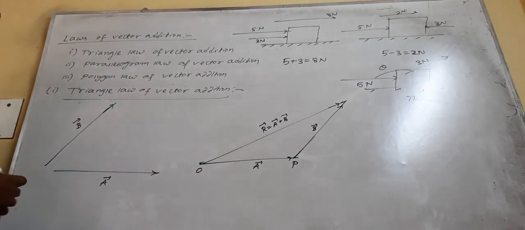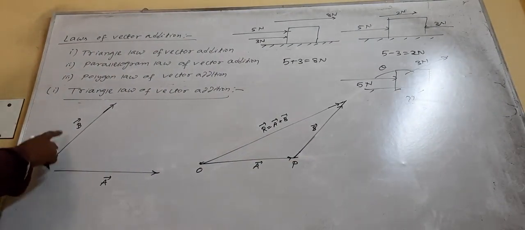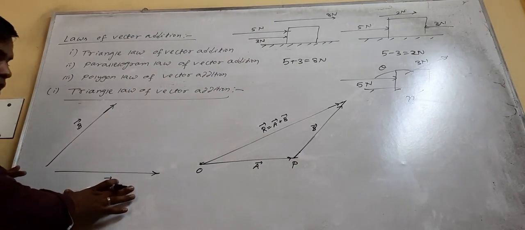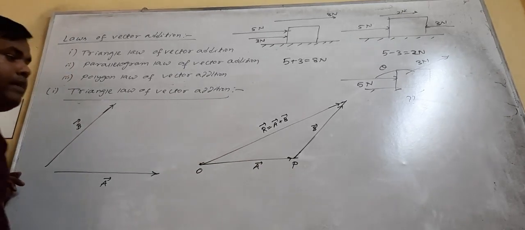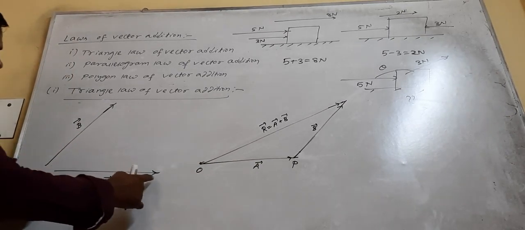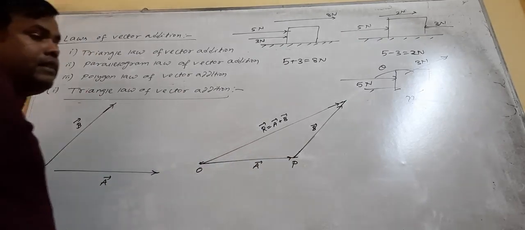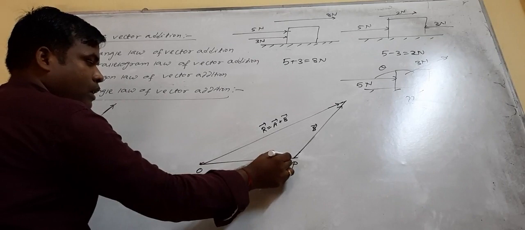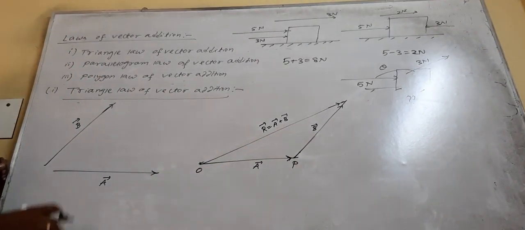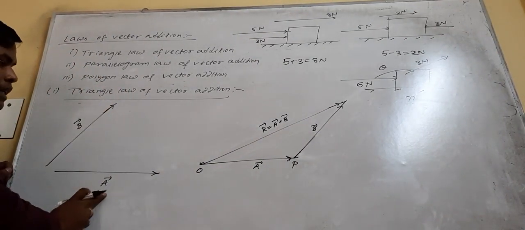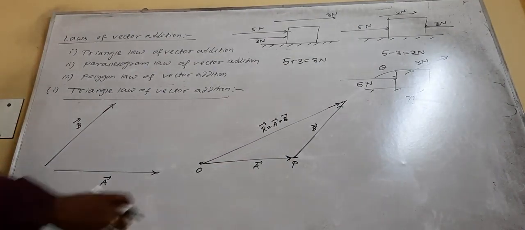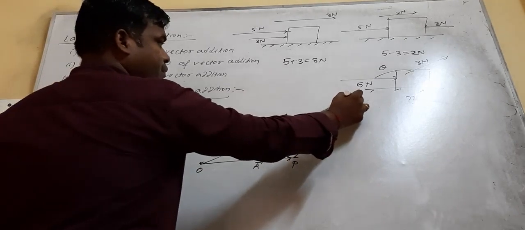So you see, you have two vectors, A vector and B vector, simultaneously acting upon a body. Here I represent A vector by OP. To represent magnitude, I have to draw a line of the same length and its direction is towards the right. Here I also put an arrow towards the right. That means I have represented A vector by the side OP. Similarly, B vector by the side PQ.